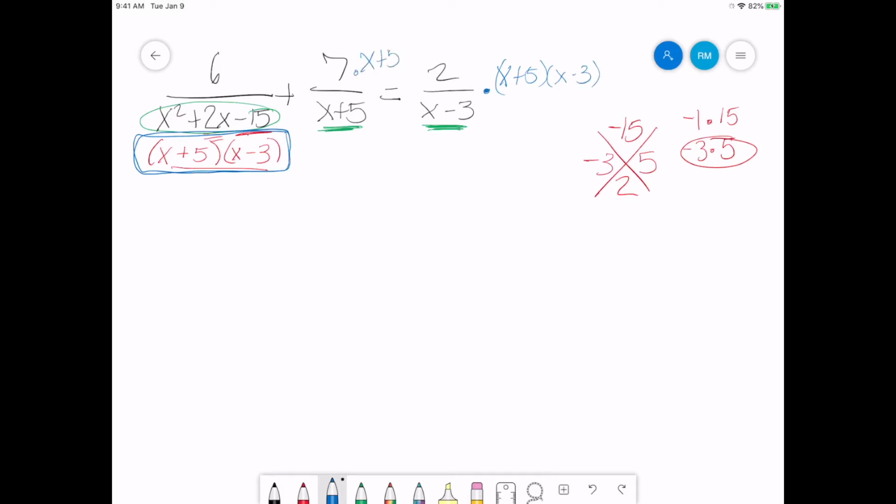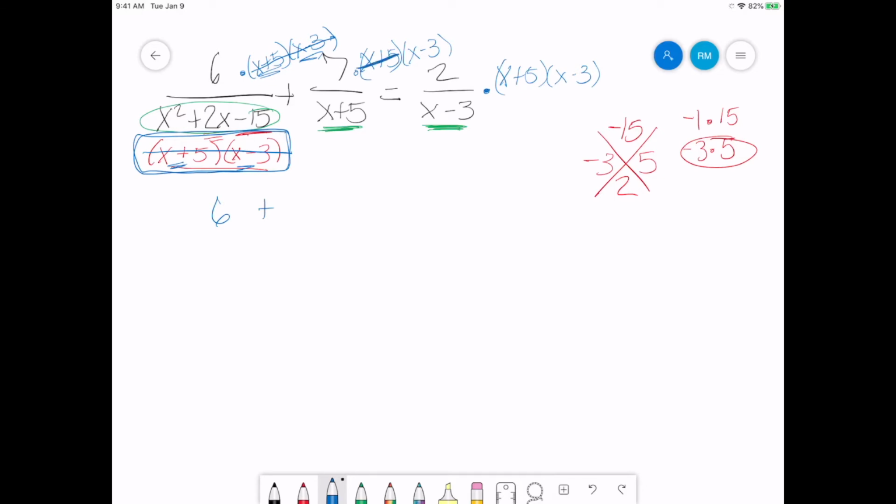Whatever I do to one side, I have to do to the other, and I have to do to every item in the other side. Okay, so what happens on this first one is that all of these cancel out with all of those. Because I have the same thing on the top and the bottom, it's just going to cancel out and I'm left with 6.